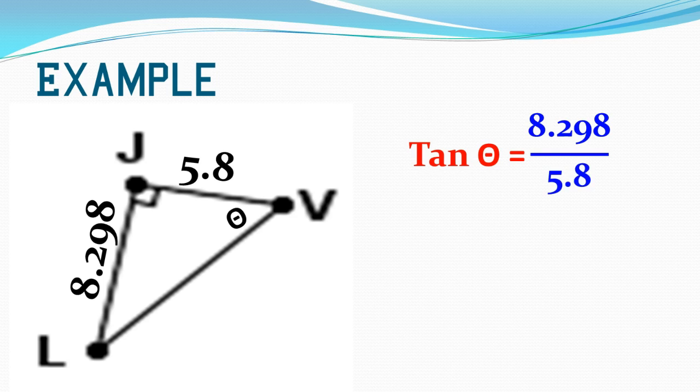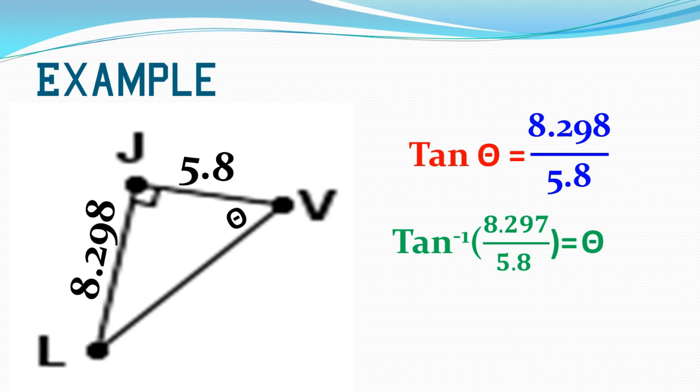I'm going to use my inverse trig function. So take the time to write this out. The inverse trig tangent function, when I do that, I switch out my ratio on the right side and my theta on the left side. The inverse tangent is what does this. So inverse tangent of 8.298 divided by 5.8 equals theta. The theta and the ratio switched places when I took the inverse tangent.